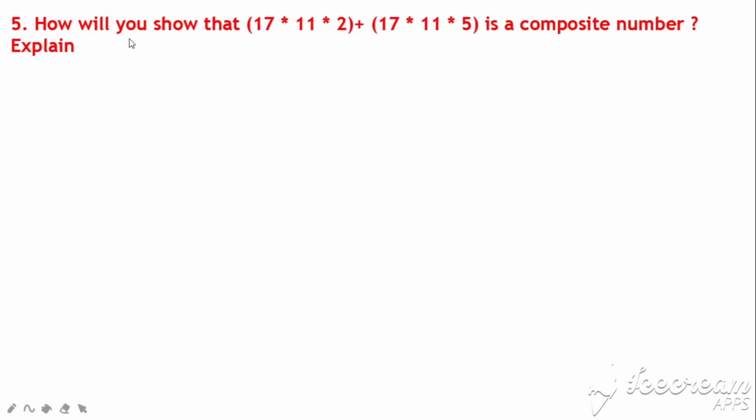Now moving on to the fifth question of exercise 1.2. How will you show that 17 into 11 into 2 plus 17 into 11 into 5 is a composite number? Explain how you will show that this number is a composite number. You need to explain. Now moving on to the solution.